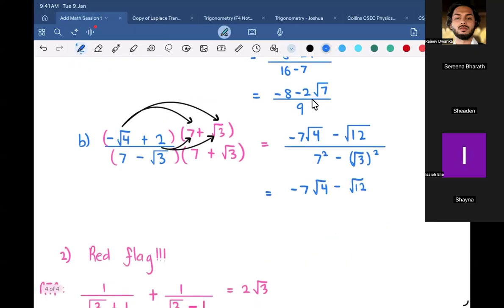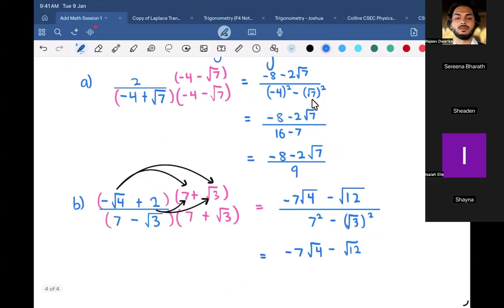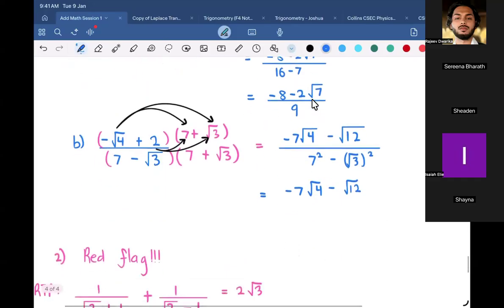Now, I have a question for you. That root 4, I just put that there to make it look hard. But Isaiah, what is the square root of 4? 2. So it wouldn't leave square root of 4. We could simplify that. In the denominator, 7 squared is 49. Root 3 squared is just 3. On top, you're going to end up with minus 7 by 2 minus root 12.